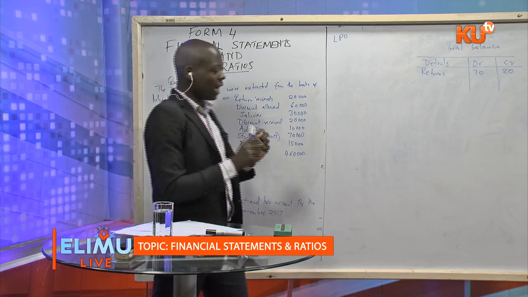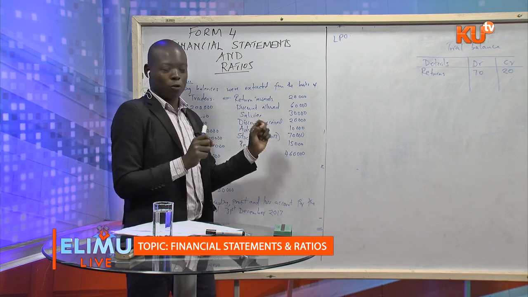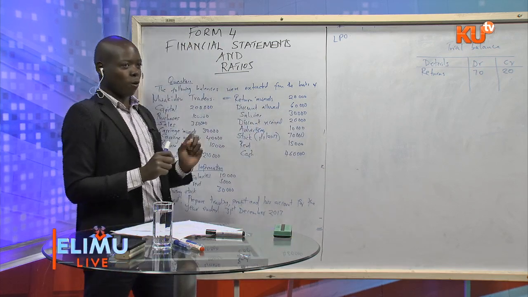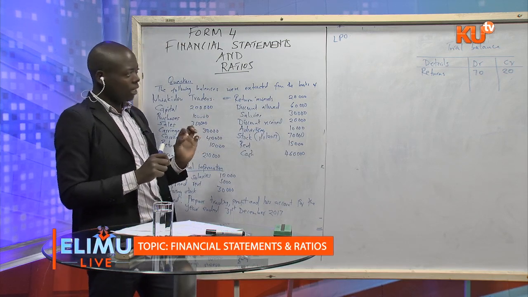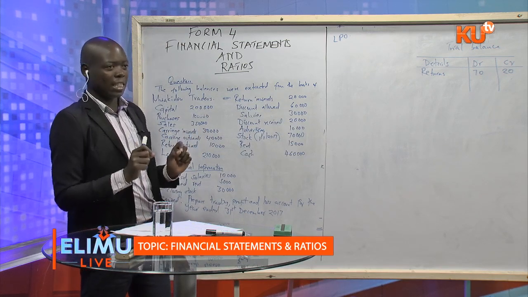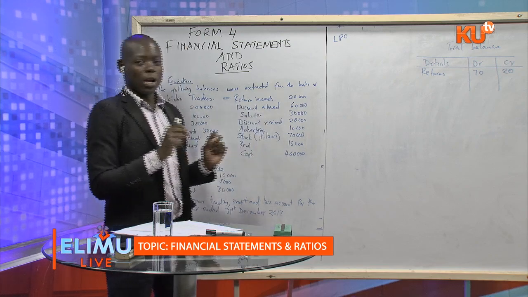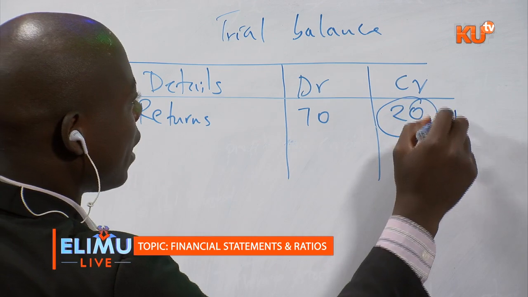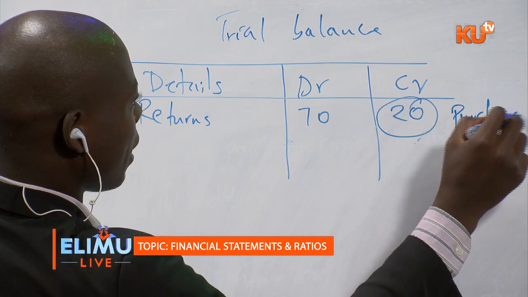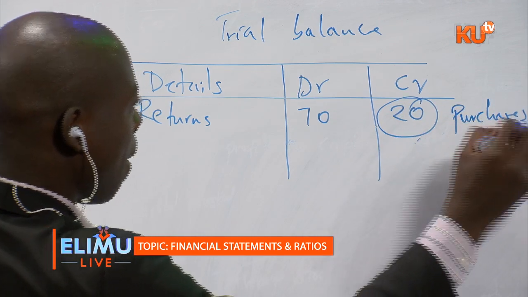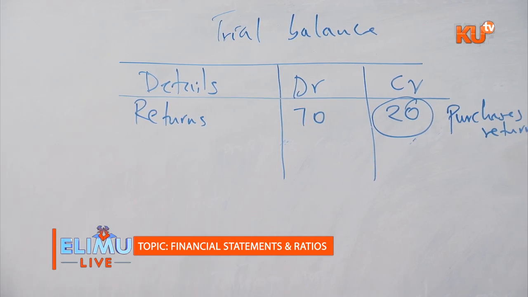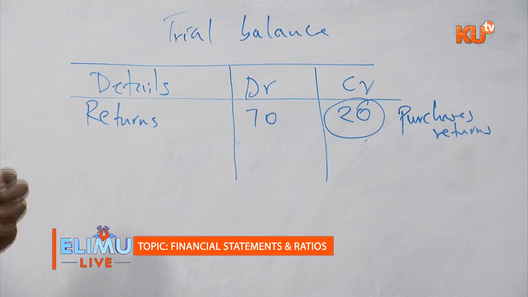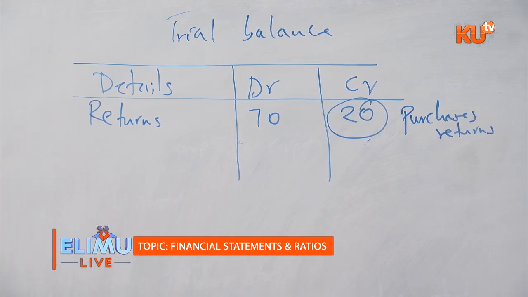Purchases returns have an effect on stock. They reduce the value of stock. And stock being an asset, when it reduces, we credit. Therefore, this balance here is what we call purchases returns. It means purchases returns are credited in the trial balance. They have a credit balance, and sales returns have a debit balance.